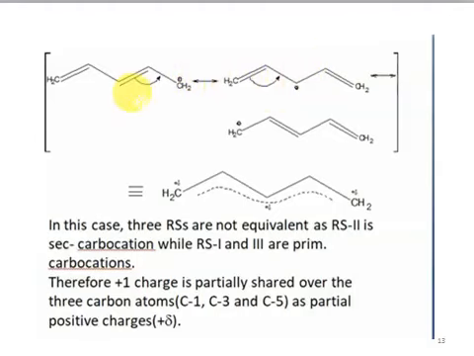Now in the first case, we had a primary carbocation, but in the second case, we have a secondary carbocation. These two resonance structures are not equivalent. In the previous case, both structures were equivalent, but in this specific case, both are not equivalent, right? In this case, this is primary and this is secondary. Since secondary is the more stable carbocation, if a canonical form is more stable, it has more contribution. So this will contribute more, and this will contribute less.